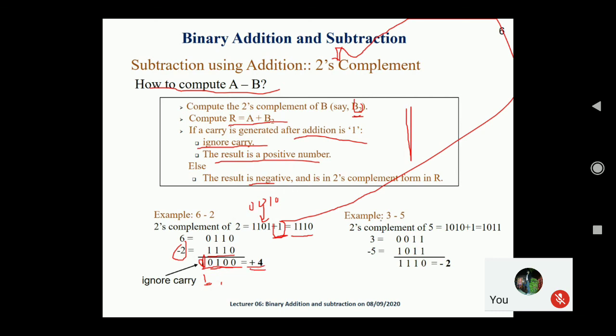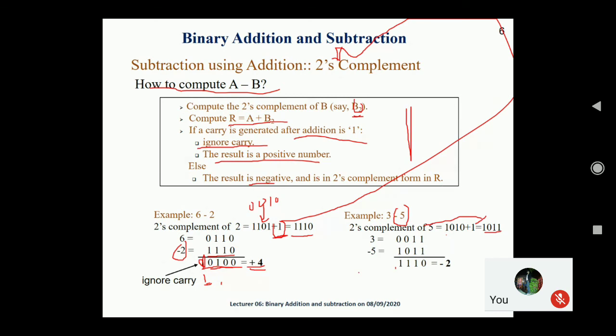Okay, and the next example, 3 minus 5. Here I am writing -5. We are converting this -5 into its 2's complement form, so we are getting 1 0 1 1. And 3 means what? We are using only 4 bits, so 3 is 0 1 1, and we take 1 0 0. The result is negative because no carry is generated. So what happened? It is the 2's complement form of R.